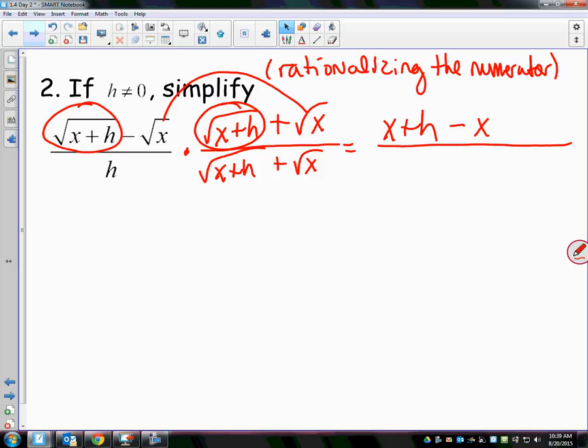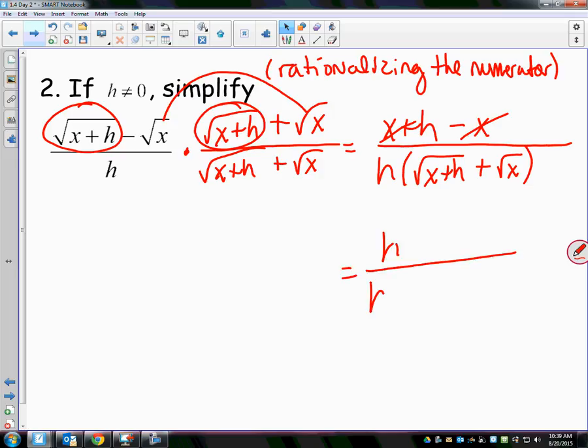On the bottom, I'm not going to multiply it out. I'm just going to write it as h times the square root of x plus h plus the square root of x. You're going to see why in a minute. And then I'm going to read to you out of your book so that I can kind of talk to you about this whole connection with calculus. So all I did was multiply by the conjugate of the numerator, simplified it, and now x minus x is going to cancel out. So I'm left with h over h times this.